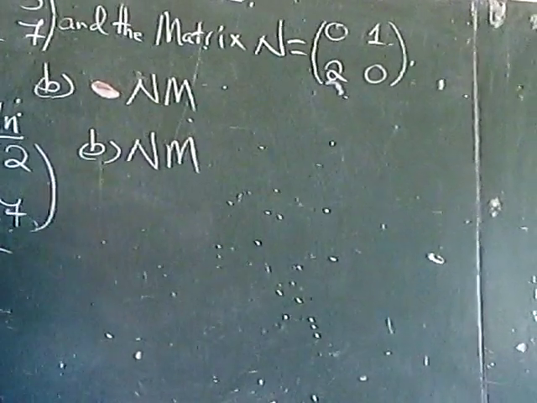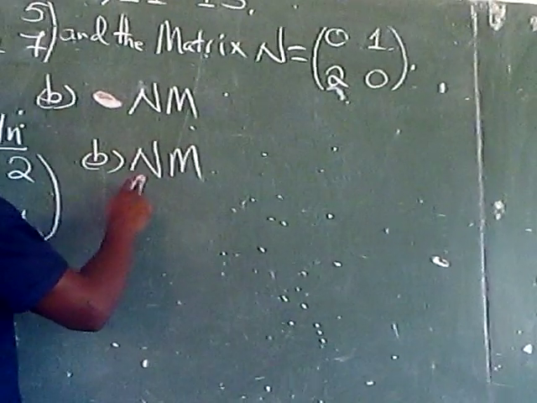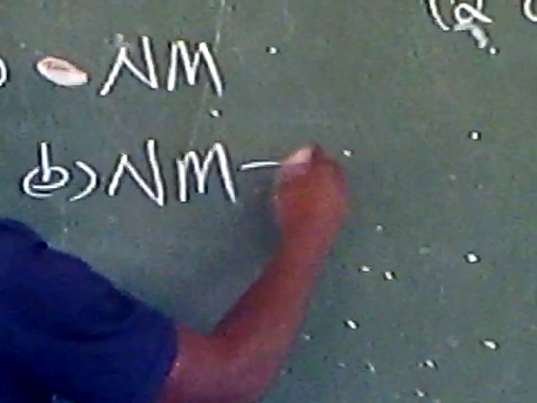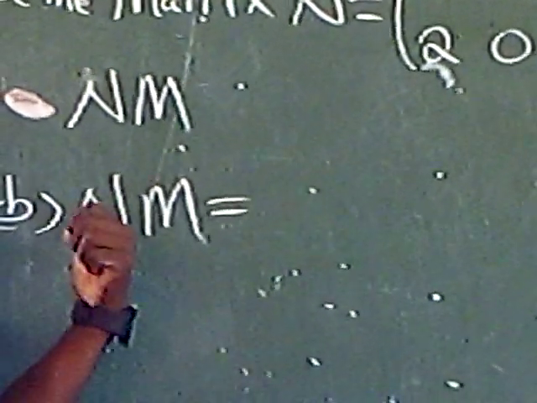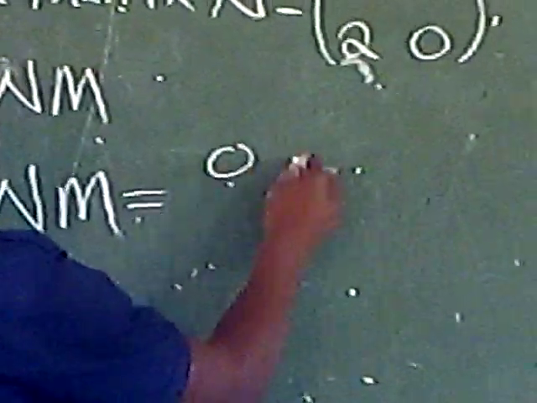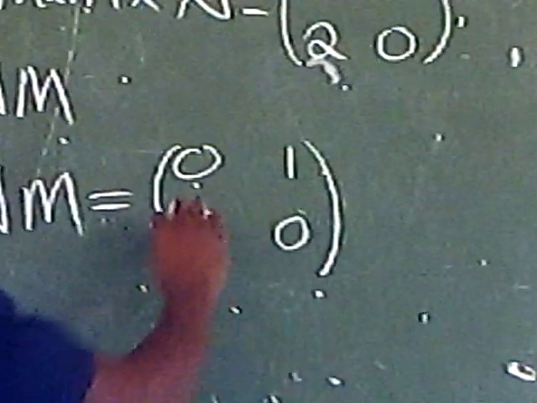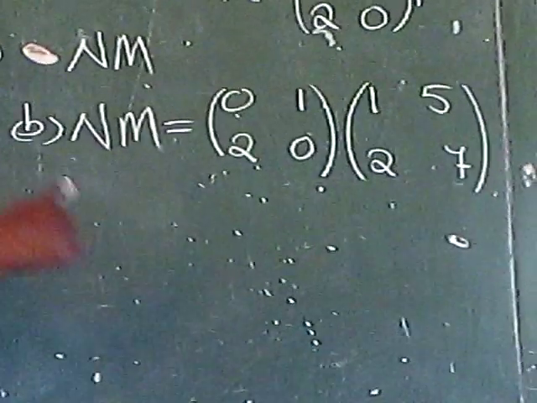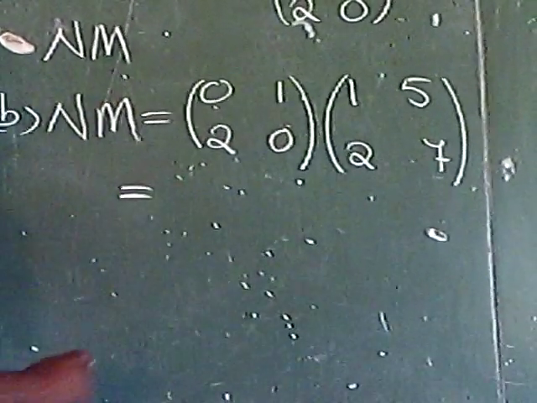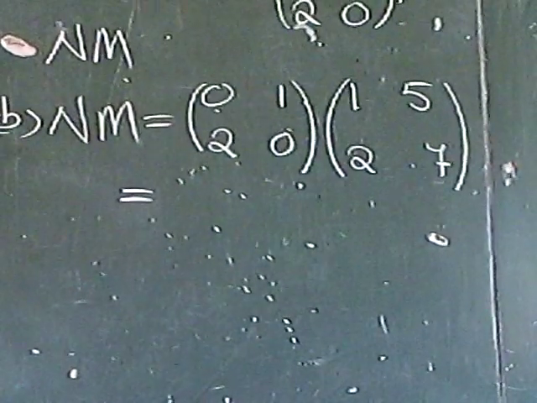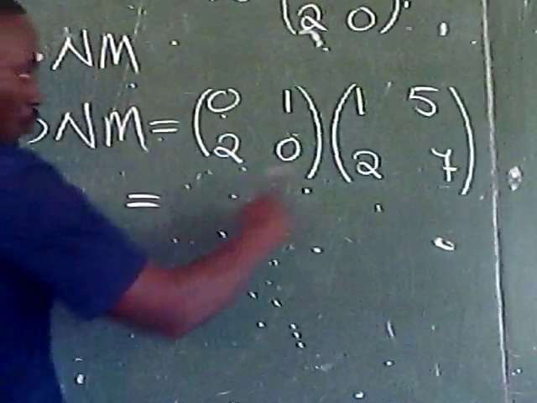And this is the answer for M transpose. Next, M times N, meaning we are going to multiply matrix M times matrix N. Matrix M is what we write first, and matrix N is 0, 1, 2, 0. We now want to multiply the 2 matrices. How do we multiply them?